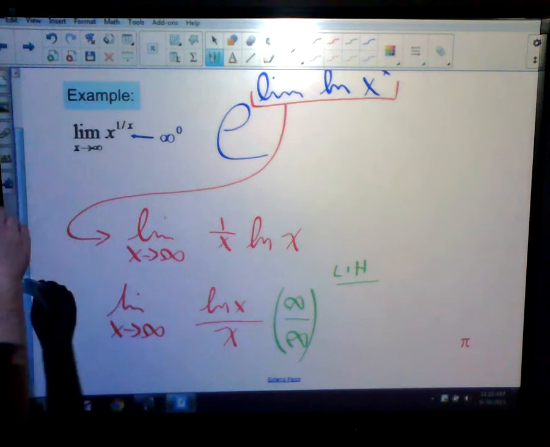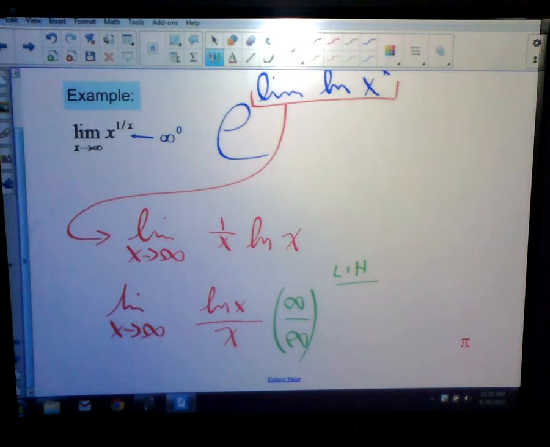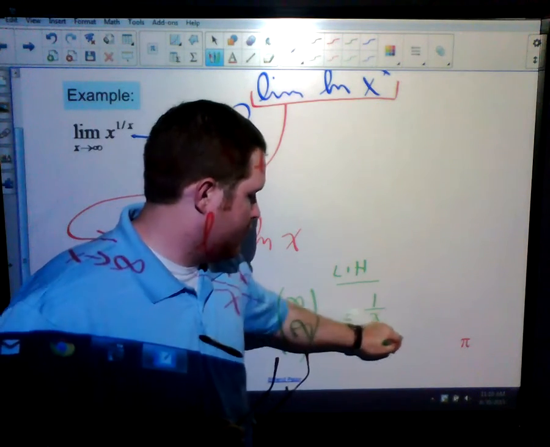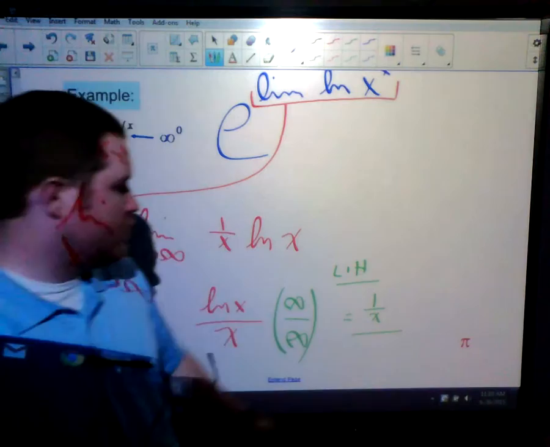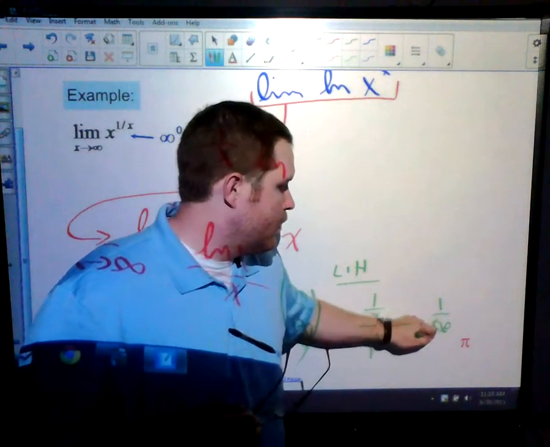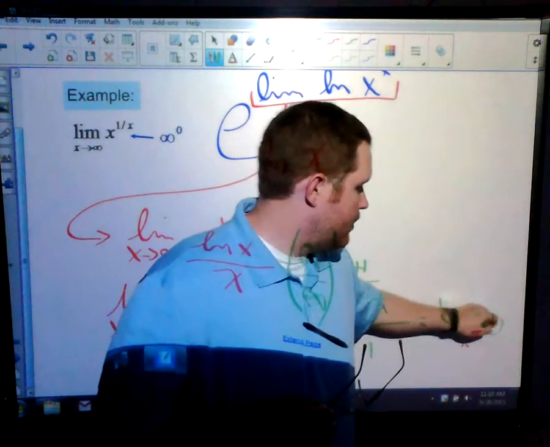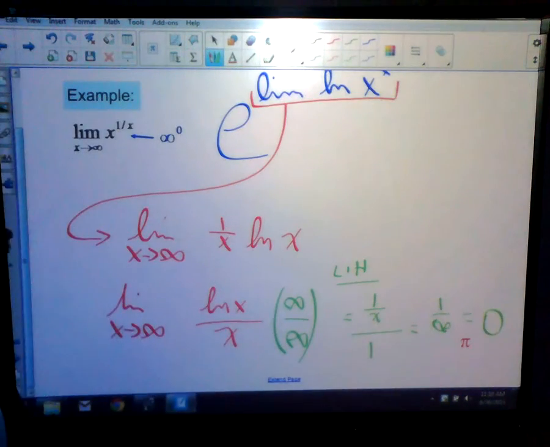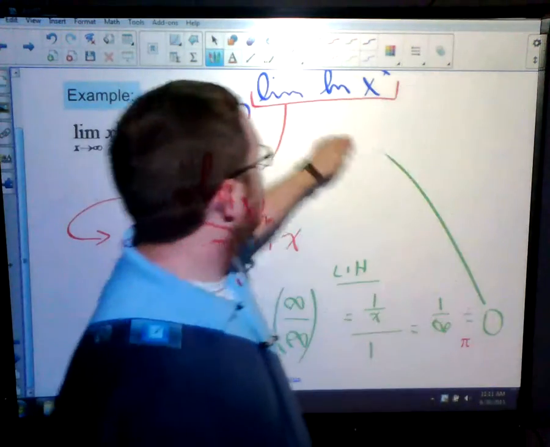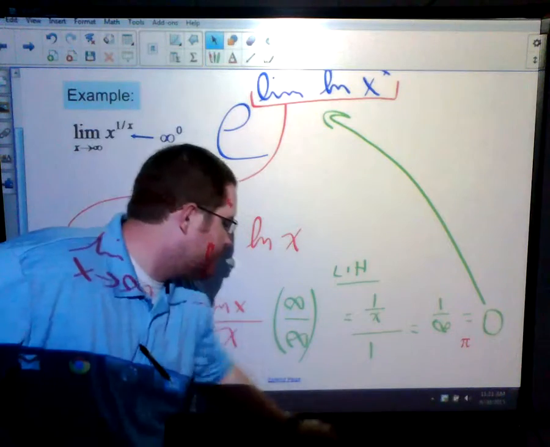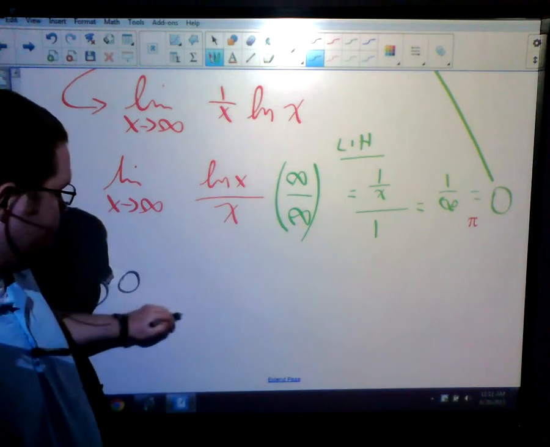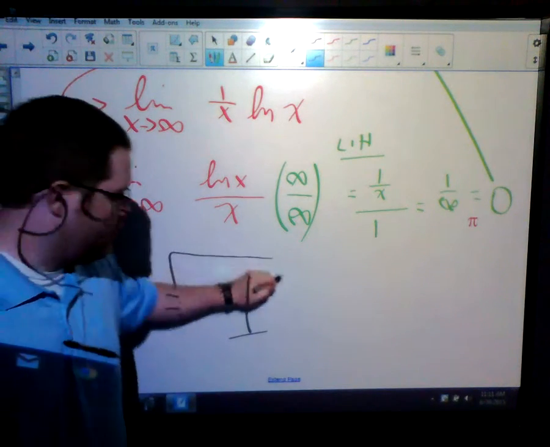If I use L'Hopital's rule, the derivative of natural log is 1 over x. The derivative of x is 1. So that's 1 over infinity. What is 1 over infinity? 0. However, the answer is not 0. Remember, I got to plug it back in here. So my answer is really e to the 0. And e to the 0 is 1.